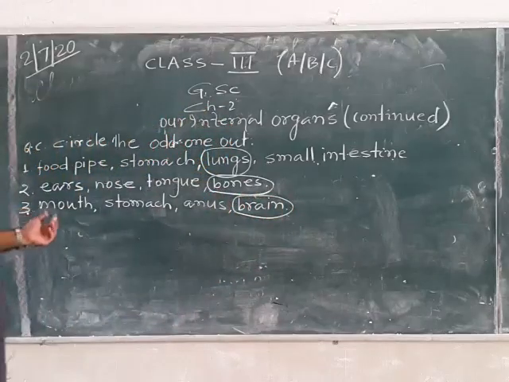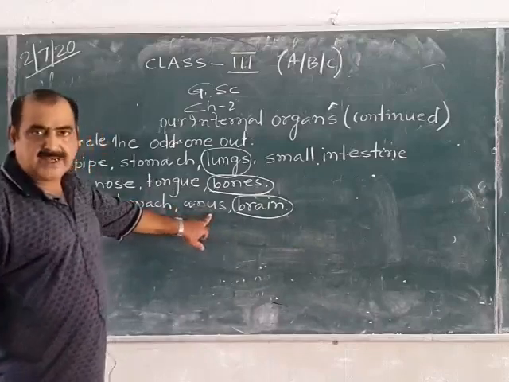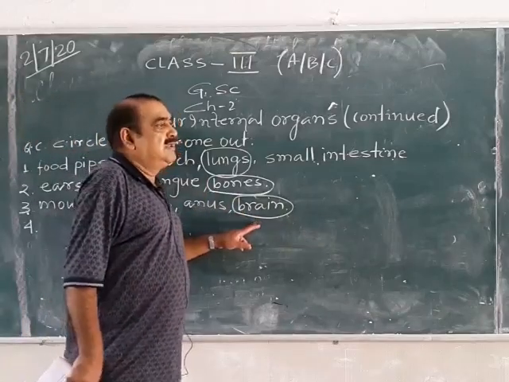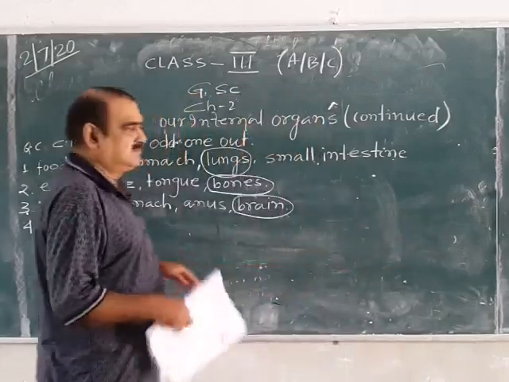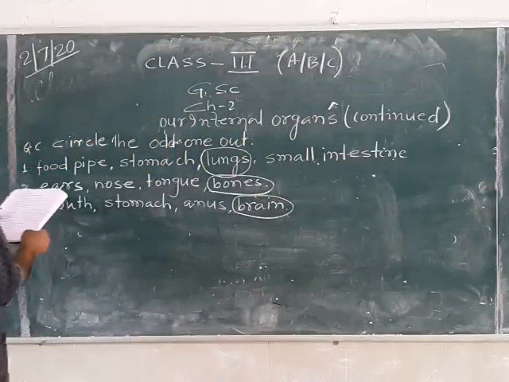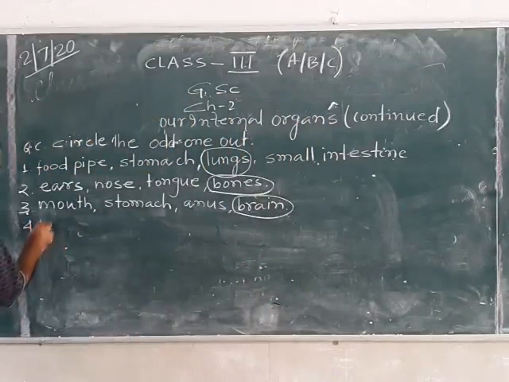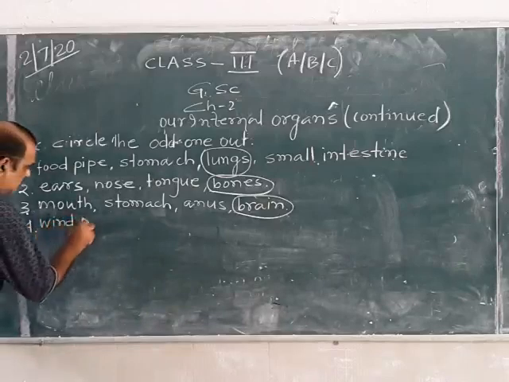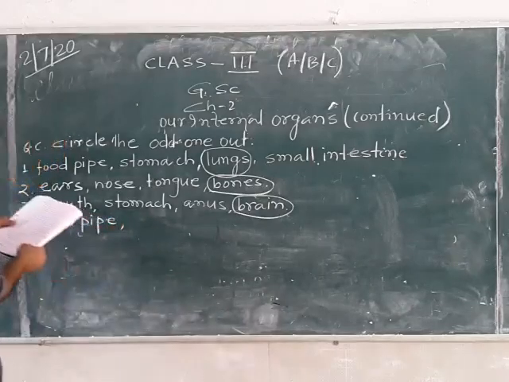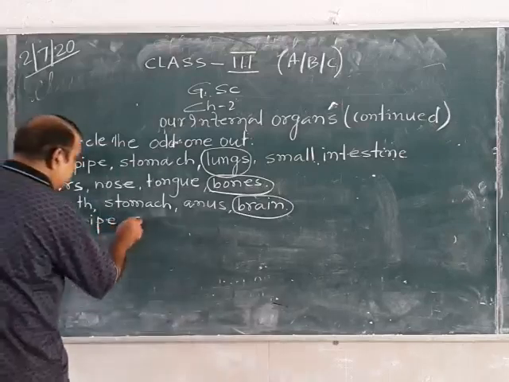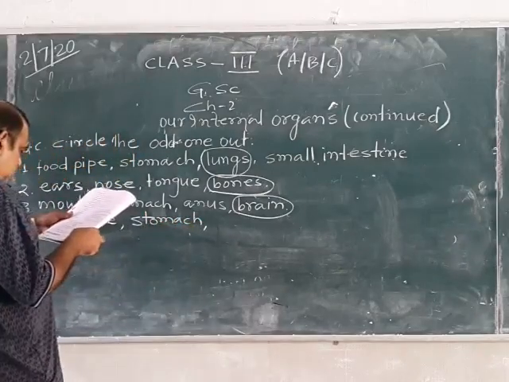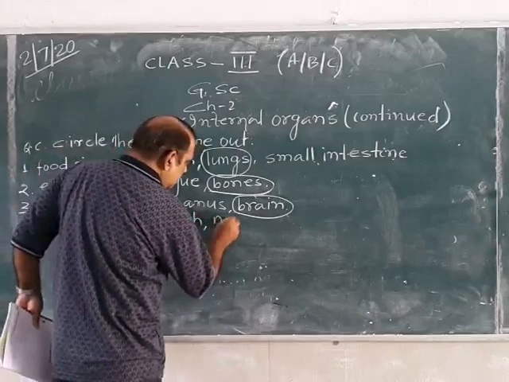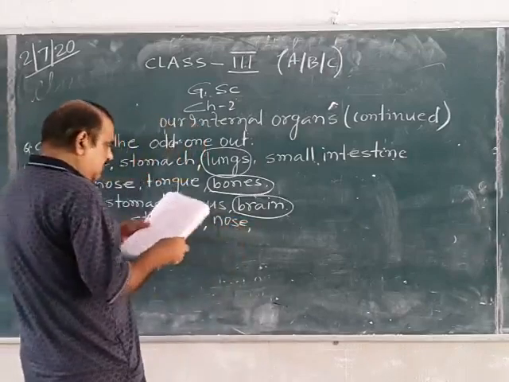As we know that our digestion starts from mouth and ends in anus, so brain is not in digestive system. Number four, windpipe, stomach, nose and lungs.